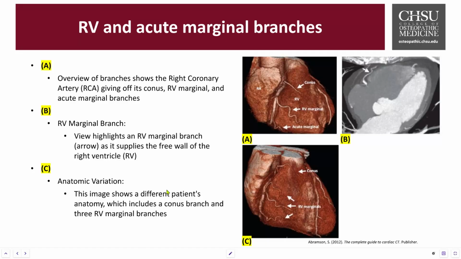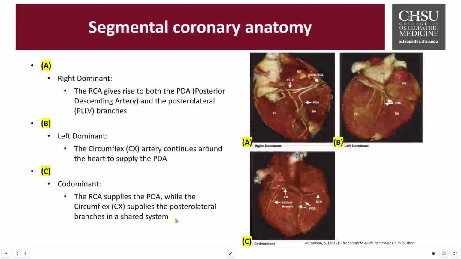And letter C demonstrates anatomical variation. So remember we said that there's a lot of variation in populations, and it's a very common feature in coronary circulation. This particular patient has a conus branch, but this displays actually three distinct RV marginal branches. So there are three sub-branches, 1, 2, and 3, coming out of the RCA. Let's take a look at another one.